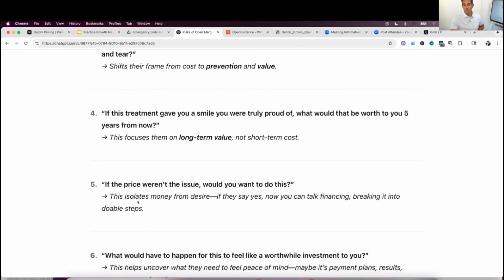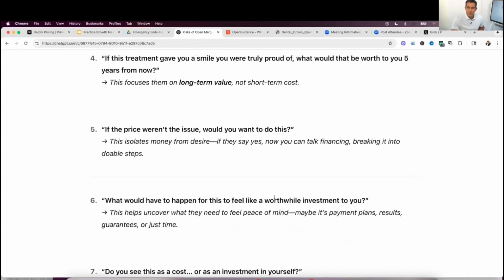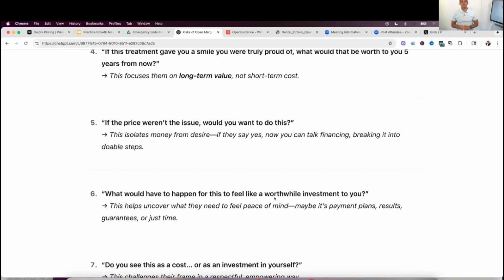And here's number 5. We've talked about this many times. If the price weren't the issue, would you want to do this? This is a key one. This isolates money from desire. If they say yes, now you can talk financing, breaking it into doable steps. Okay, so this is very important. If the price weren't the issue, would you want to do this?